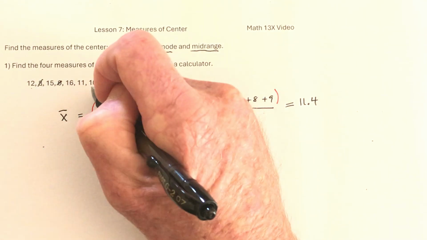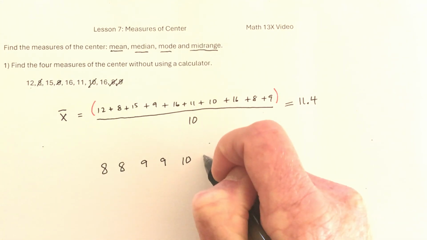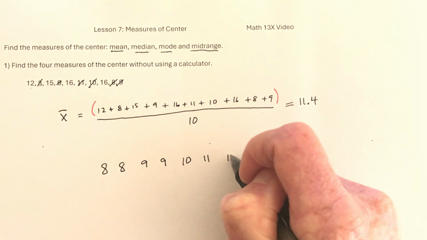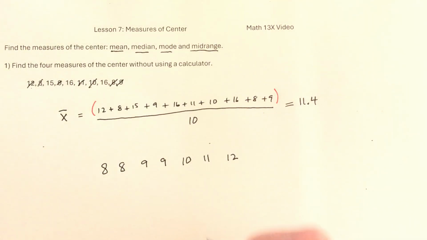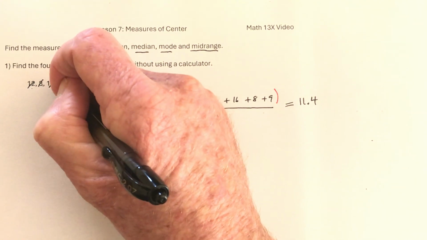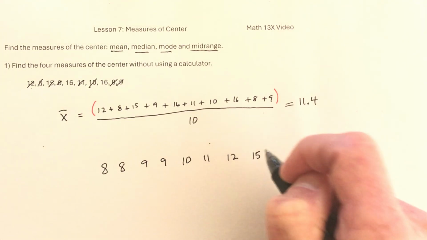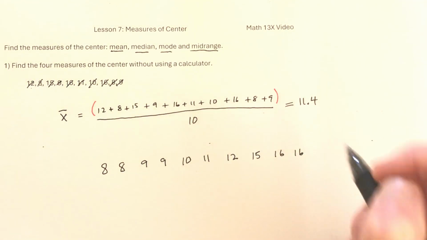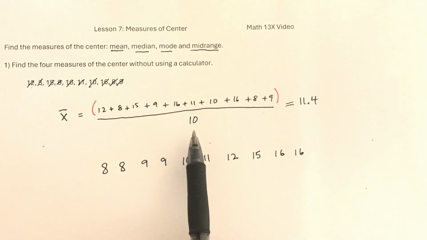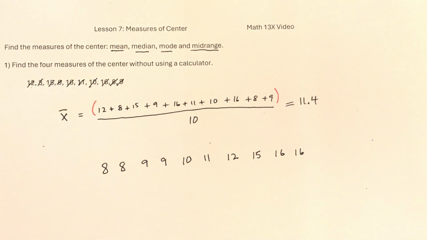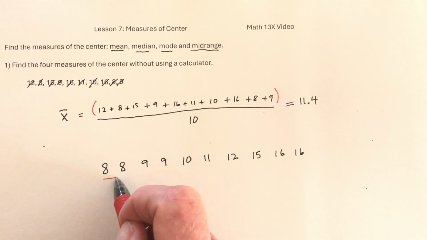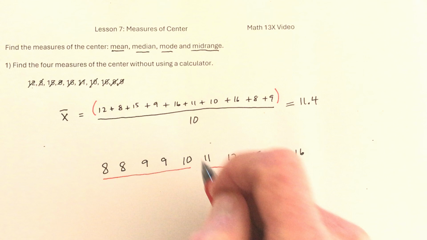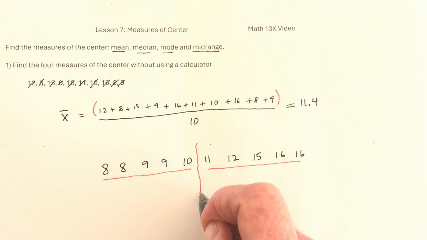And next is 10, and after that is 11, and next is 12, and then there's, I almost missed the 15, and then there's 2 16s. So because I know that there's 10 numbers, then you'd say these are the first 5 and these are the last 5. That means the middle is right in between.